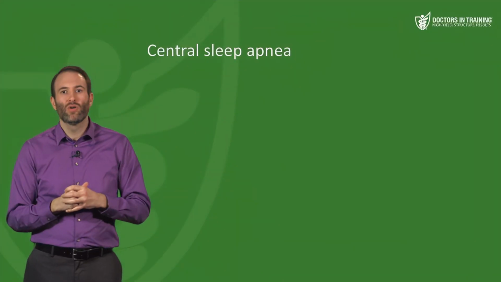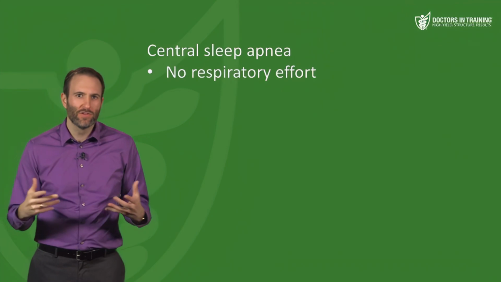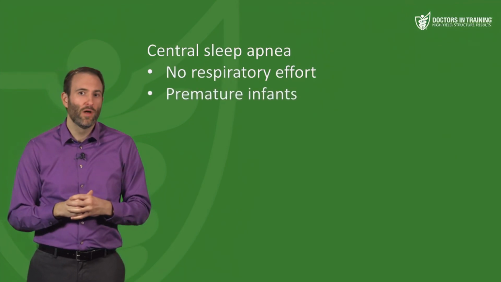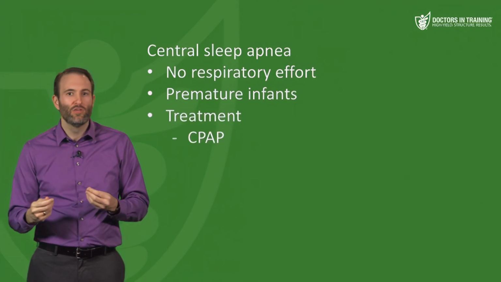Now, one type is called central sleep apnea. It's not as common, where there's actually no respiratory effort. So this is more common among premature infants, but can also occur in adults as well. Treatment for central sleep apnea will include things like CPAP. You might try BiPAP.